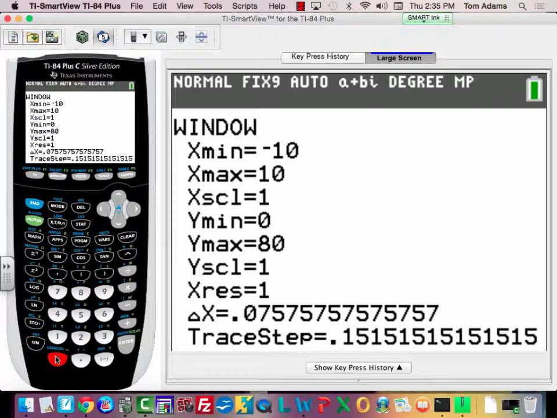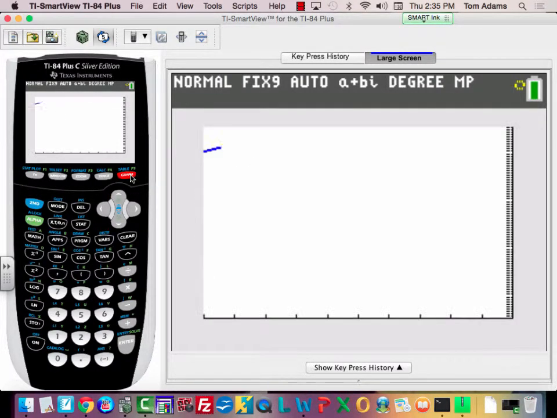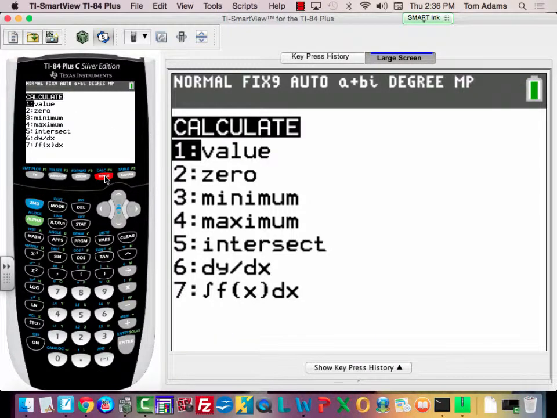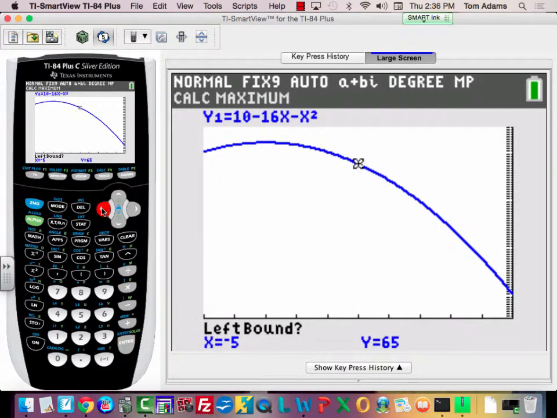So, since I do have that in the window, let's graph it and see. Actually, technically, I think the x max could just be 0. Alright, let's graph it. So I really zoomed in on it. But we want to find the max, and remember the vertex is the maximum or the minimum. If I hit second trace, I can calculate the maximum.